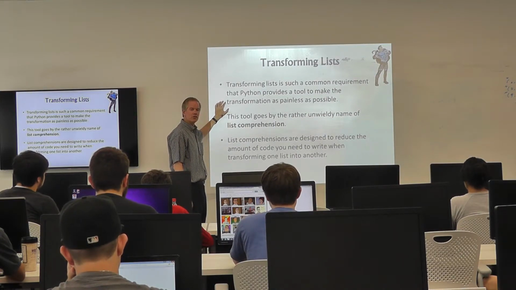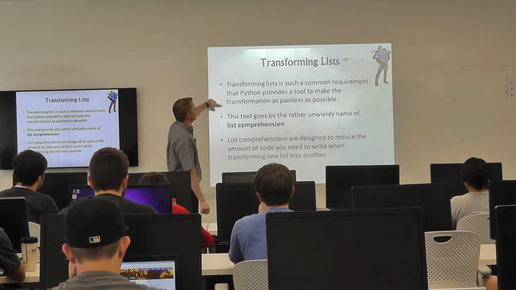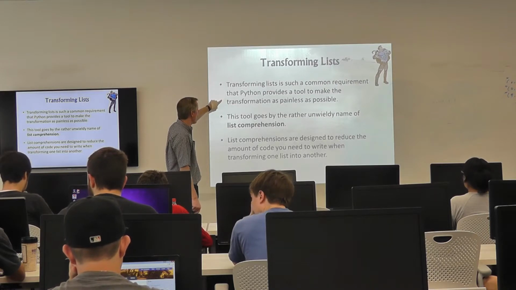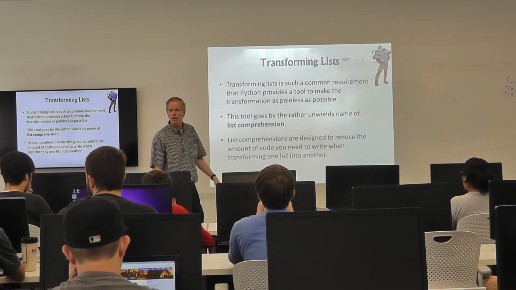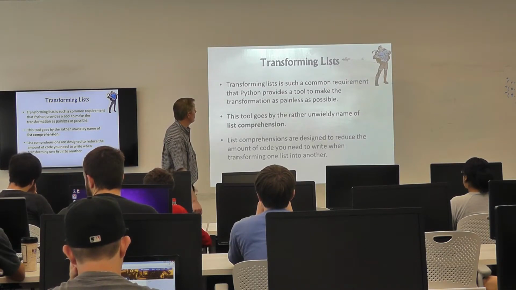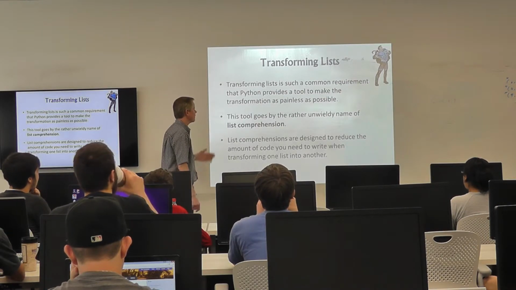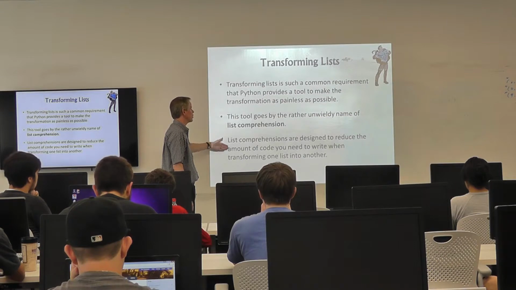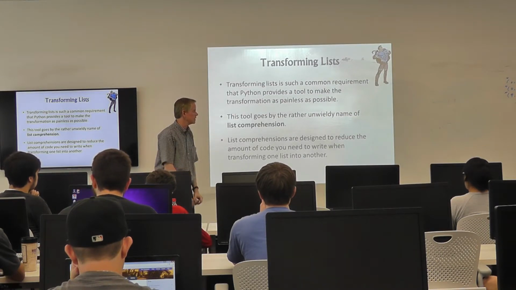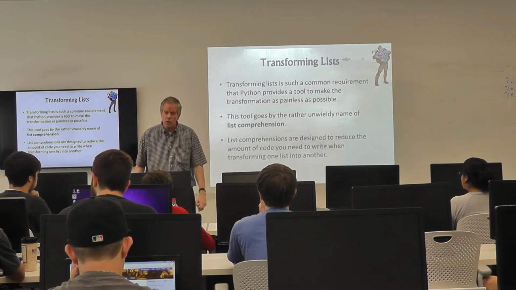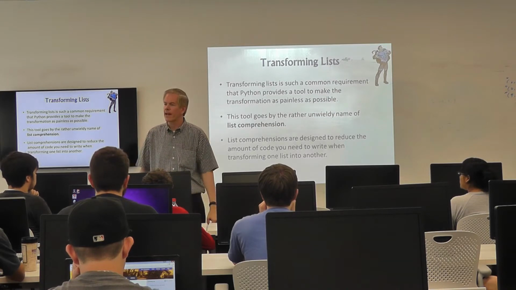A Python function that you do not yet know about. Transforming lists is so common, it's done so often, Python has a tool that makes it easy to do this stuff. The tool goes by the rather unwieldy name of list comprehension. List comprehensions are designed to reduce the amount of code that you need to write when transforming one list into another, which is really cool because that's exactly what we're doing right now, right?